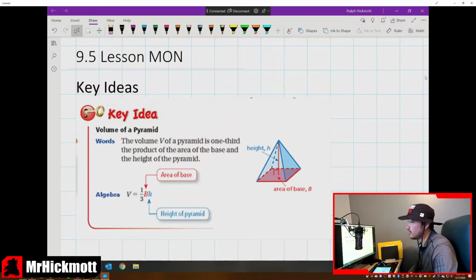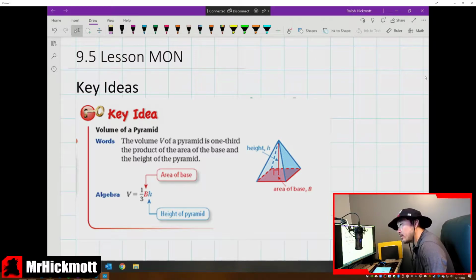We are going to continue with this idea of volumes, but instead of cylinders and prisms, we're going to apply it to pyramids, which you studied surface area earlier in this chapter. So let's go ahead and direct you over to my screen here. In front of you, you should see the key ideas for this section.